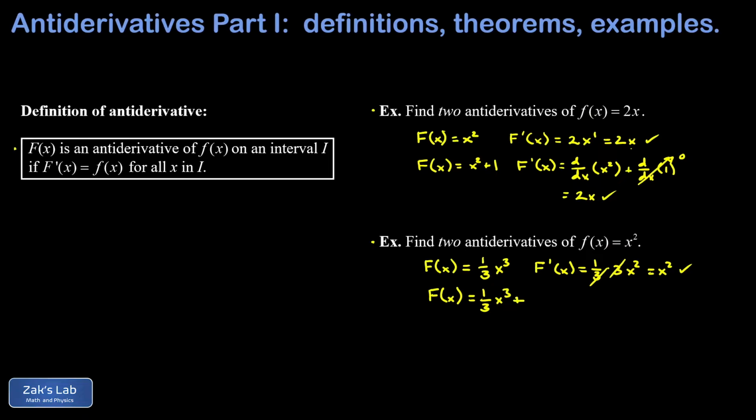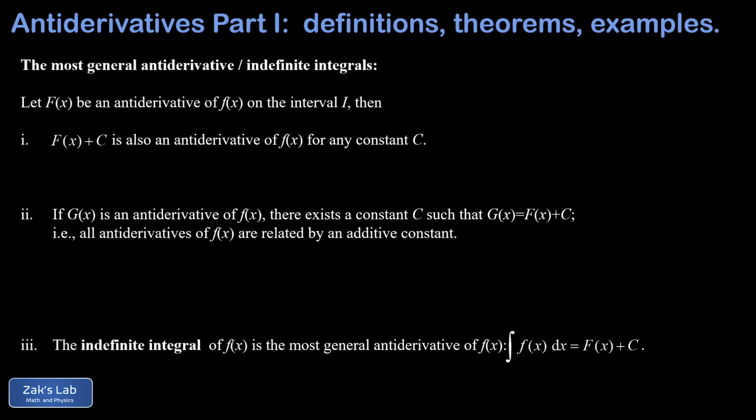Just to keep it interesting, I'm going to make that constant pi this time. Pi is just a constant, so when I differentiate this new capital F of x, I get the same result. It's just x squared. So antiderivatives come with the flexibility of an additive constant simply because the derivative of a constant is 0. What we want to accomplish now is to show that given a capital F of x, that's an antiderivative of a little f of x, capital F of x plus an arbitrary constant is the most general antiderivative of that little f of x.